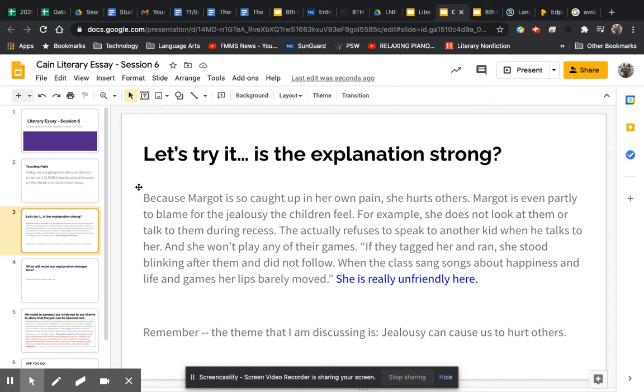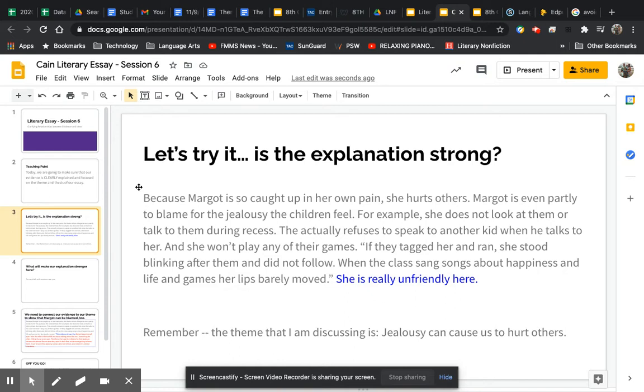Okay? So here's what I want you to do. I'm going to read this paragraph to you, and you're going to rate this evidence on a scale of 1 to 5. The explanation. I'm sorry, you're ranking the explanation. Is it 1, awful, 5, the best explanation you've ever seen in your entire life?